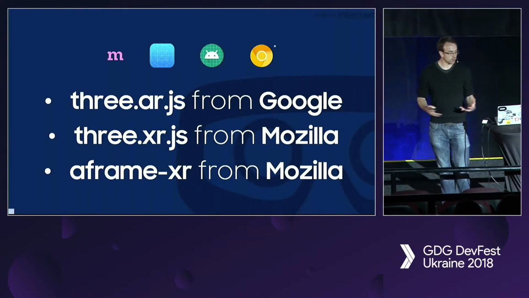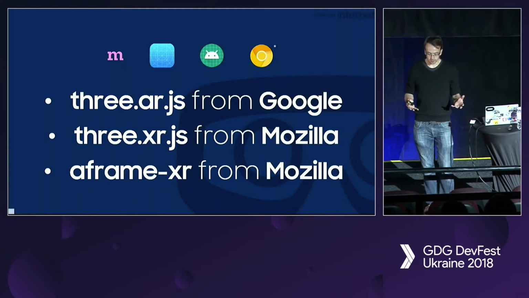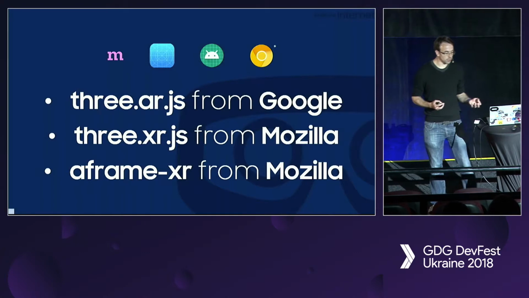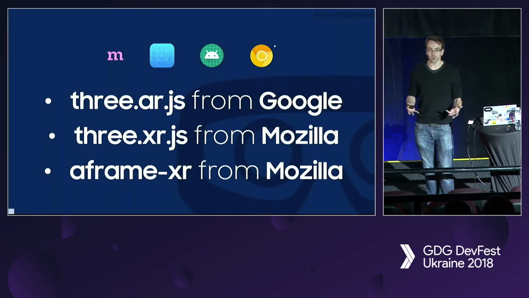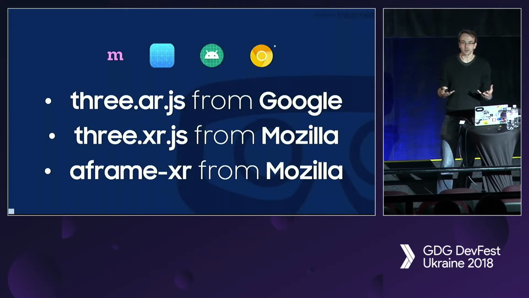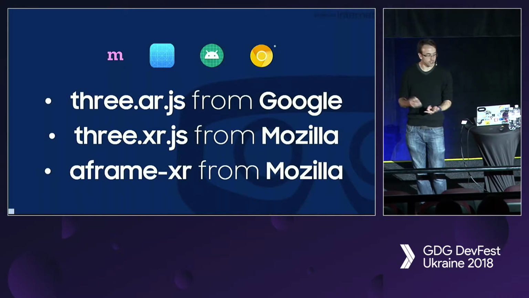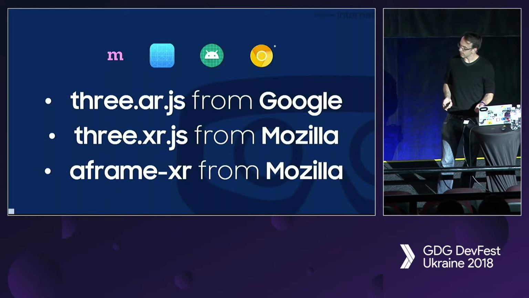And there are libraries from Google and Mozilla based on the popular three.js 3D library, and also based on A-Frame, the popular 3D and virtual reality library, that actually let us hook into those capabilities, ARCore and ARKit, on supported devices. So that's pretty neat.